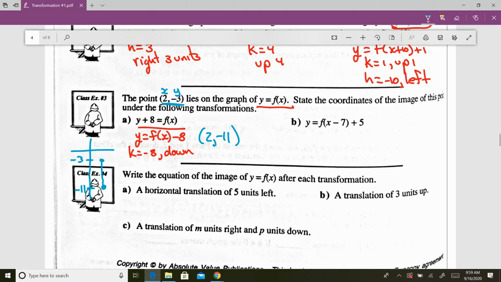All right. Let's do this one. What is my H value? What is my K value?